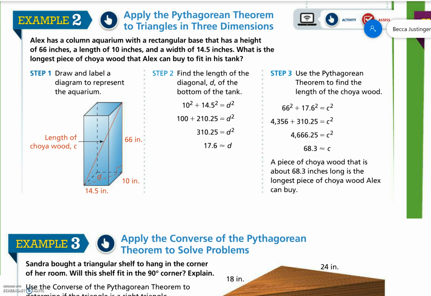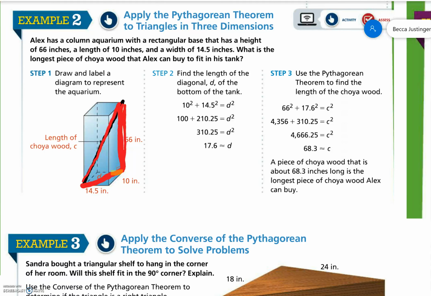So first of all, we have the bottom, and then we have the tallness. The longest piece of wood is going to go from the bottom corner to the top corner. But in order for us to find that, you have to be able to see there's a right triangle here where that is the diagonal for it. But we're missing a side. We only have 66 as the height. We don't have how long this piece is.